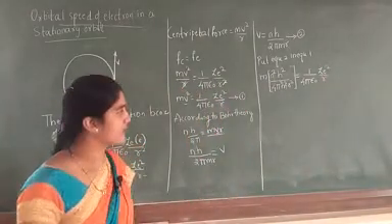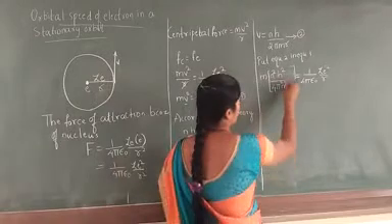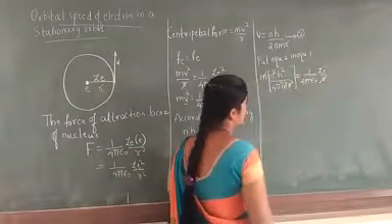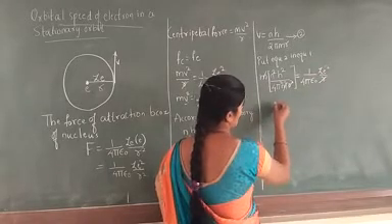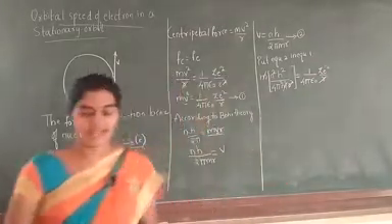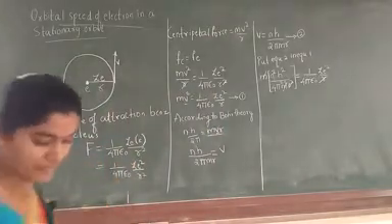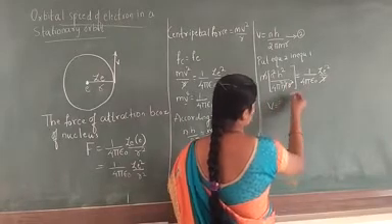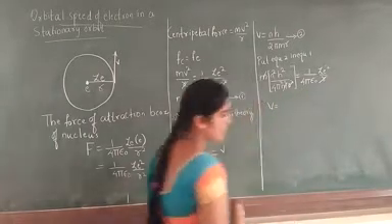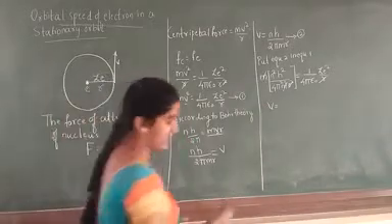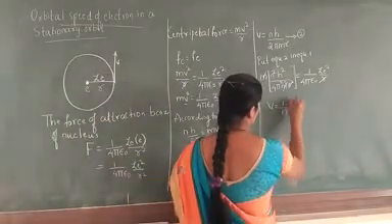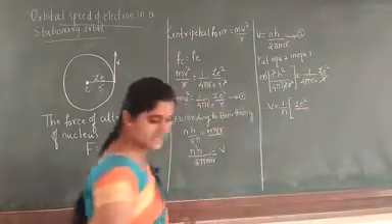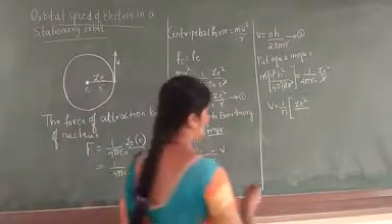Now the terms get cancelled: m and one r get cancelled. Next, we write the remaining terms. We are getting v is equal to 1 by n into Ze square divided by 2 epsilon naught h.